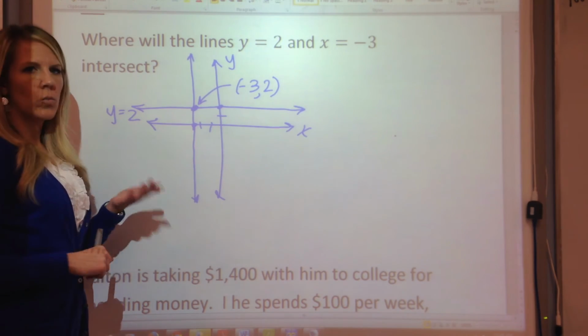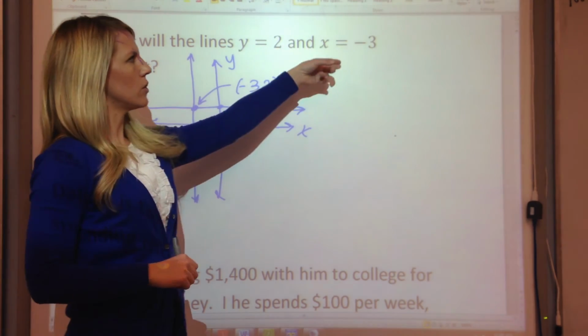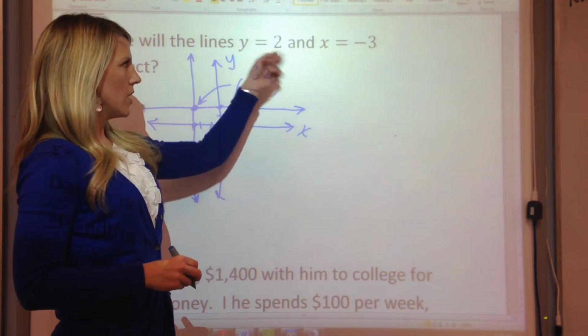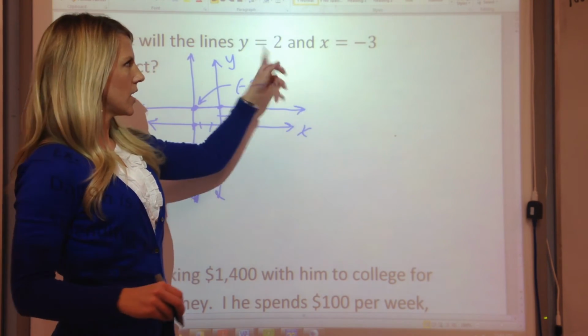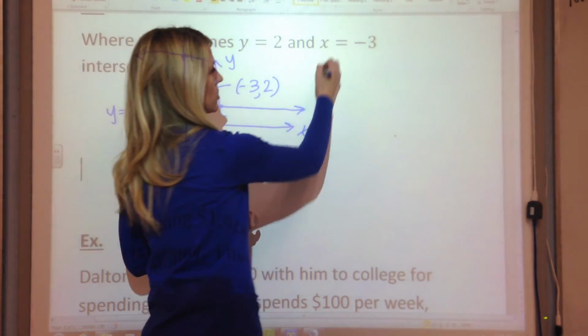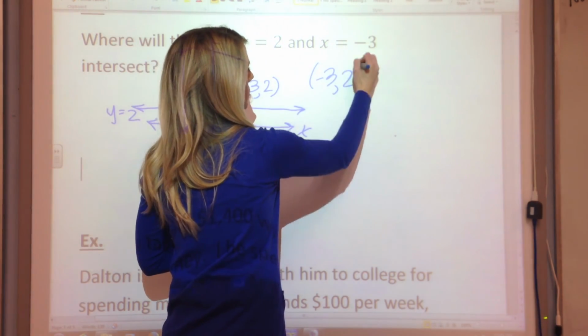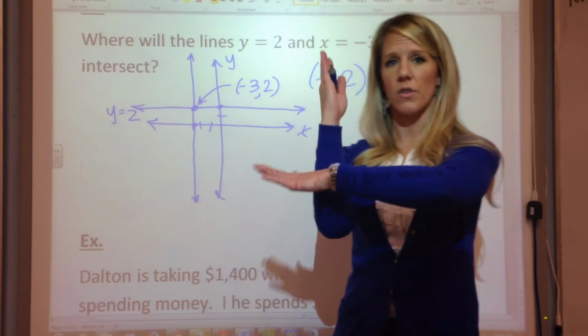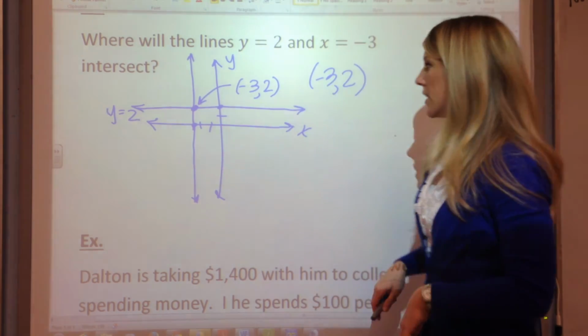Well, notice, we know that they have to be horizontal and vertical lines because of the form of the equation. So they're telling us exactly what x is and exactly what y is. So technically, we don't even need a graph to answer this question. They must cross at (-3, 2). It just makes sense. Horizontal, vertical, where are those two lines going to intersect?